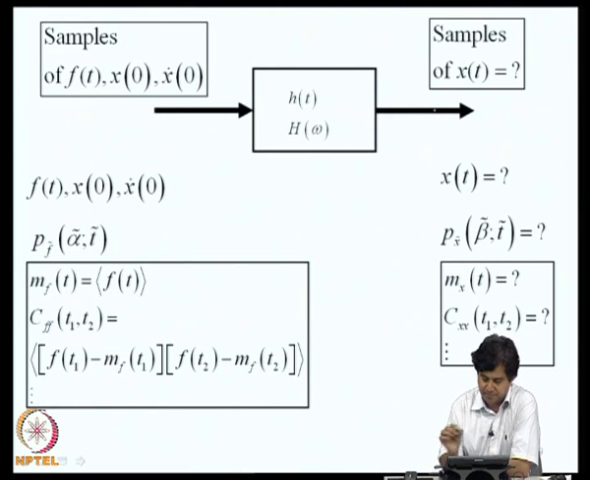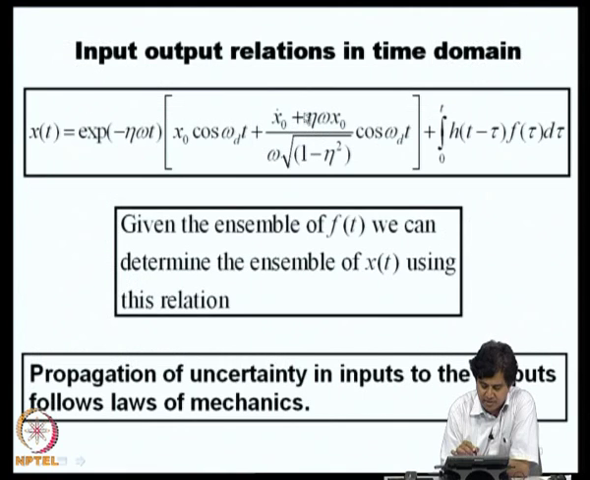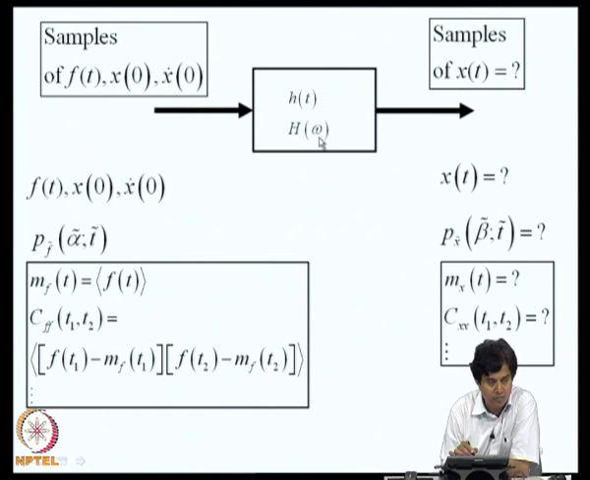What it means? So, again I will consider the linear time invariant system which are characterized by impulse response function or complex frequency response function. So, one way to look at is just as we saw now, we have samples of f of t and the initial conditions, and we need samples of x of t, right. But the other way of looking at is, given f of t, x of 0 and x dot of 0, what is x of t?